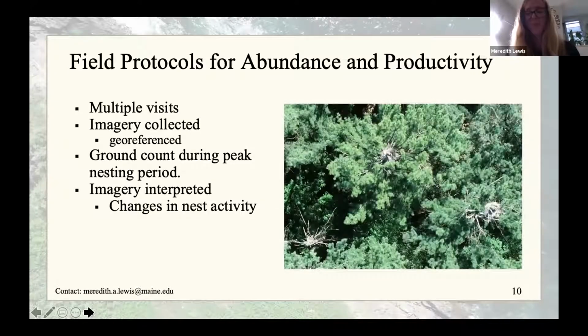And here's an example of one of our images from a great blue heron colony we captured this year. In two of the nests, you can see the adults as just this whitish blob sitting in their nest.